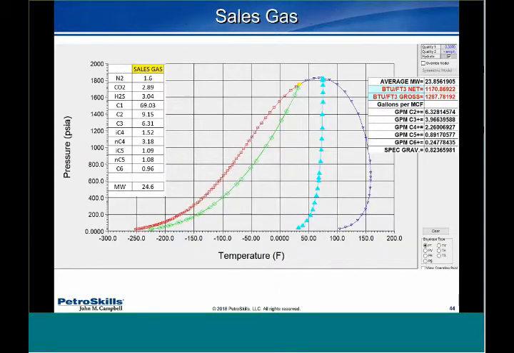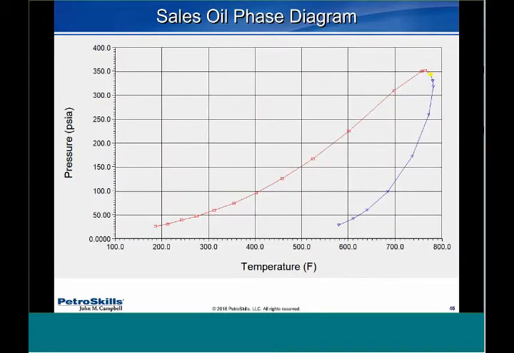And this is what the sales gas looks like. Again, the 50% quality line has moved way to the left, and the turquoise line is the hydrate line. And this is what the sales oil looks like.